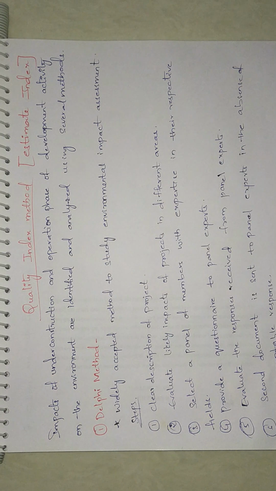Using different methods in the phase of construction and operation, they will calculate the parameters. Based on the type of parameter, they will estimate how much impact a particular action or activity will cause on the environment. To calculate that, we have different kinds of methods, and the first one is the Delphi method. The Delphi method was actually developed by Olaf Helmer.